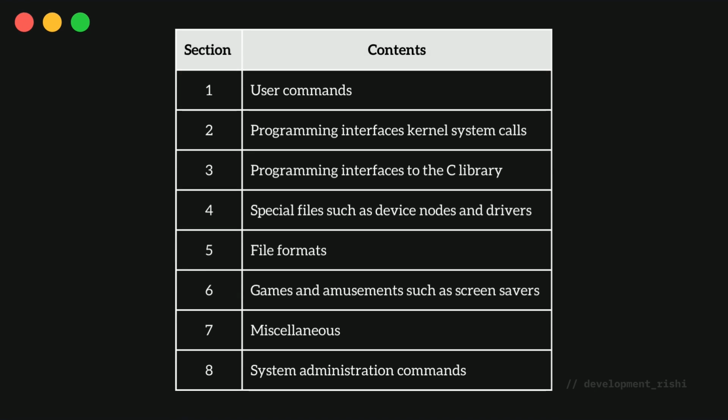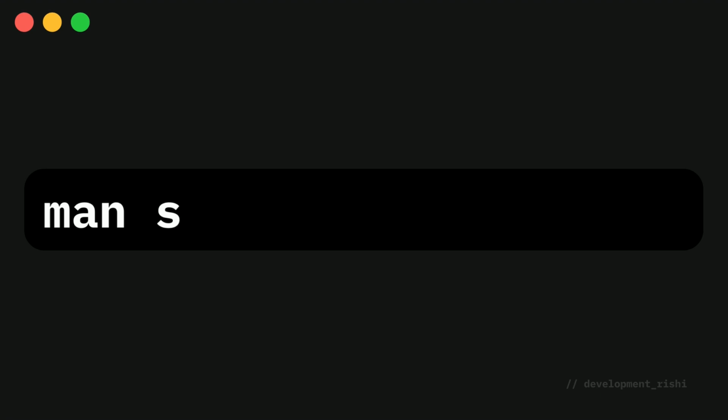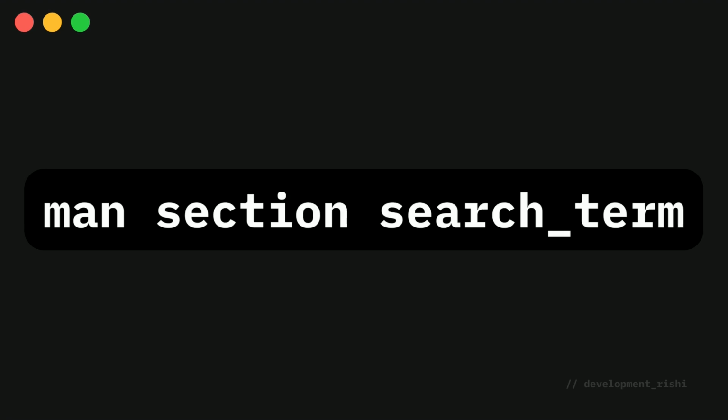The information presented by the man utility is organized into distinct sections, encompassing not just user-oriented commands, but also system administration instructions, programming interfaces, file formats, and a variety of other topics. At times, we might need to direct our search to a particular section of the manual to locate our desired information.